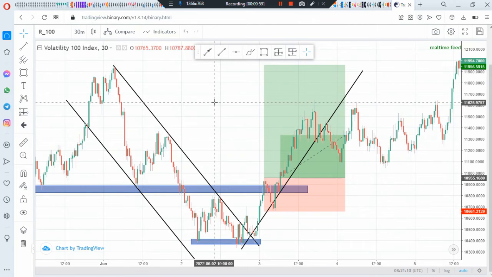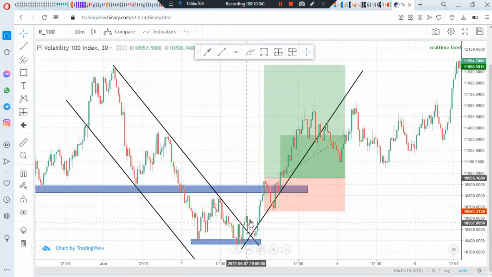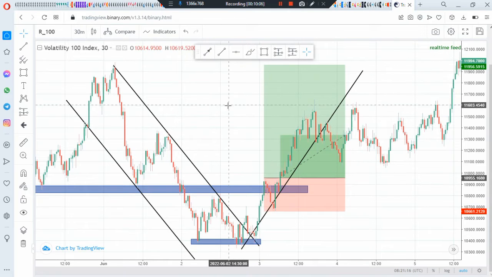Guys, no matter what, it completes the setup. So this is where you're putting your stop loss, and this is where you're putting your target. You don't have to put take profit 1, take profit 2, or take profit 3, hoping that it may reverse to the downside and maybe you lose.